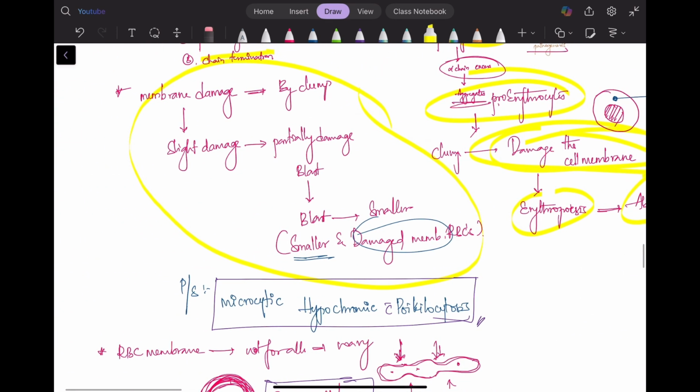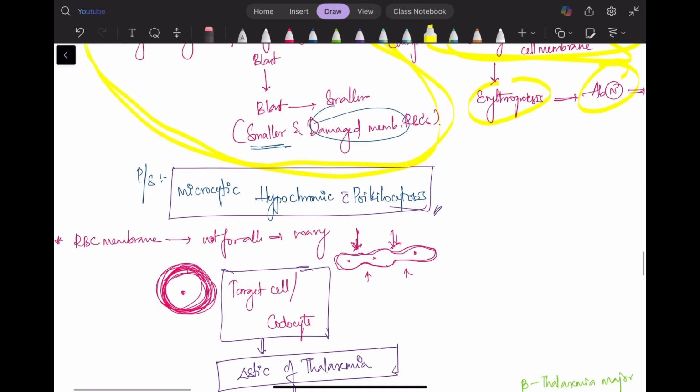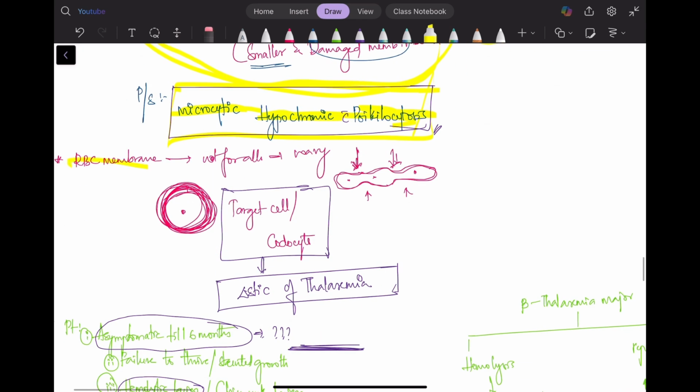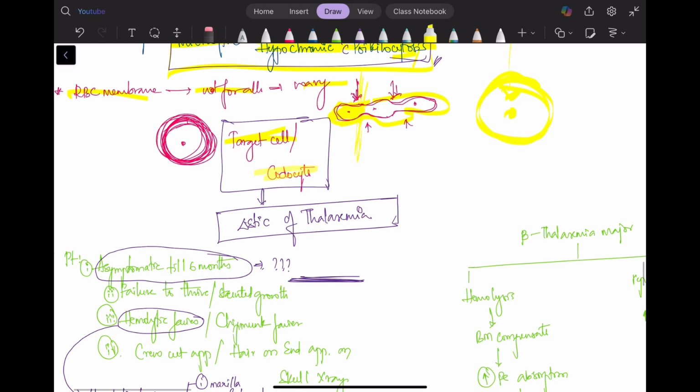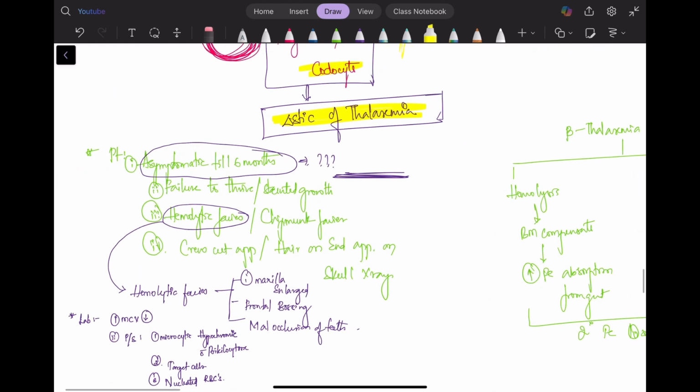Clumping will be found due to damaged membrane, and due to this pathogenesis, we'll see this peripheral smear finding. What is that? Microcytic hypochromic poikilocytosis. The RBC membrane, not for all, looks wavy, and from above it looks like a target cell, only this much portion, right? Target cell, or it is also called a codocyte. So this is a diagnostic feature of thalassemia.